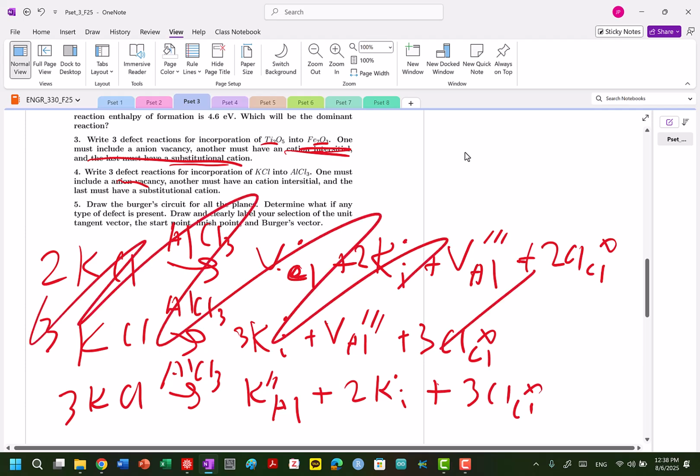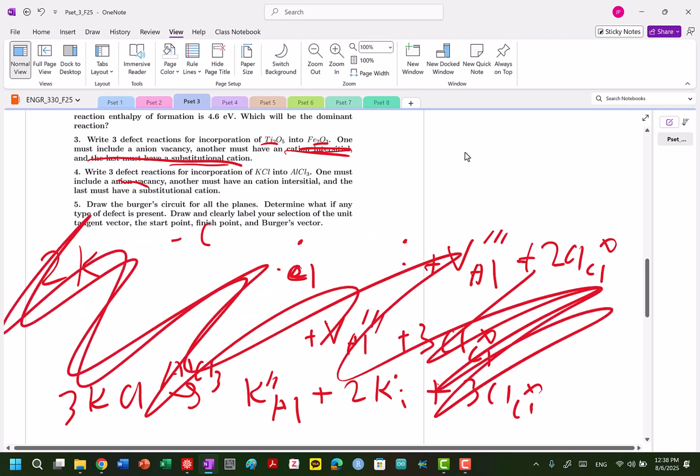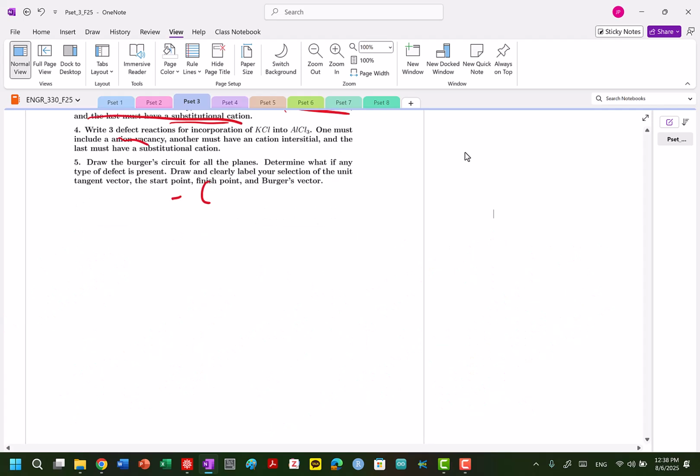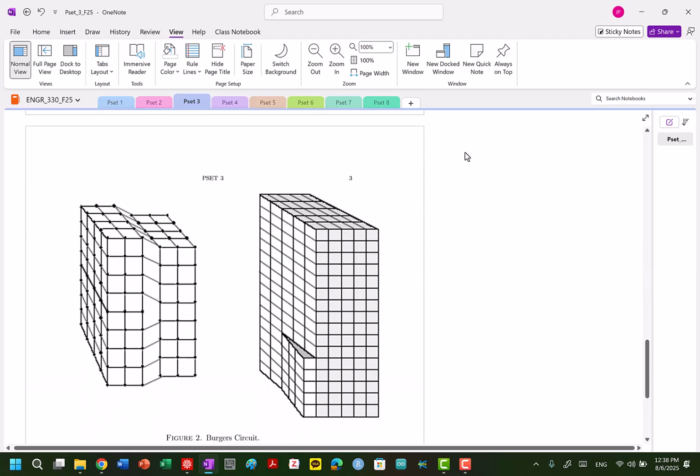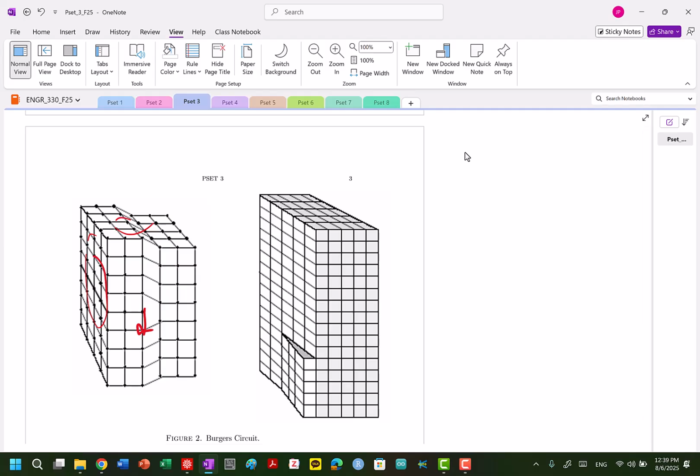Draw the Burgers circuit for all the planes below. If any, all of these are going to be 1D defects because they're either edge or screw. So this side is fine. This side is fine, although you should just still draw it anyways. I'm going to select my tangent vector coming out of the board here. So I'm going to pick my starting point. I'm going to pick my start right here.